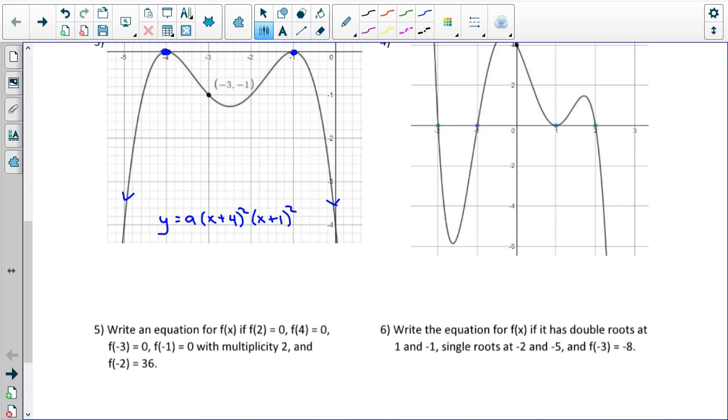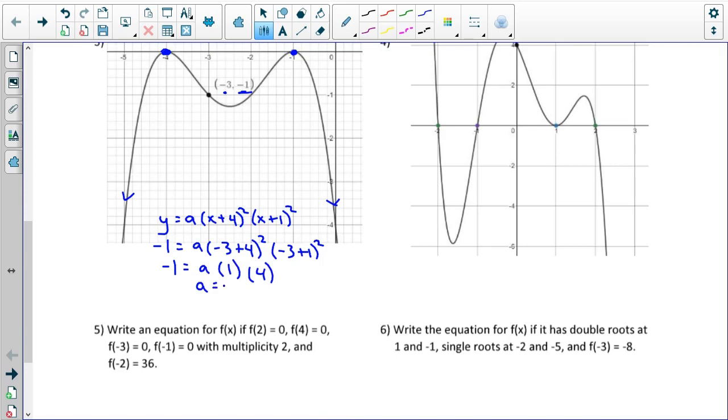So I also have the point -3, -1. So I'm going to substitute -1 in for y and -3 in for x. So -3 goes in where x is. This is a little bit more challenging than when I have the y-intercept, but it's not too bad. So a times 1 squared times -2 squared. Notice -2 squared is 4.